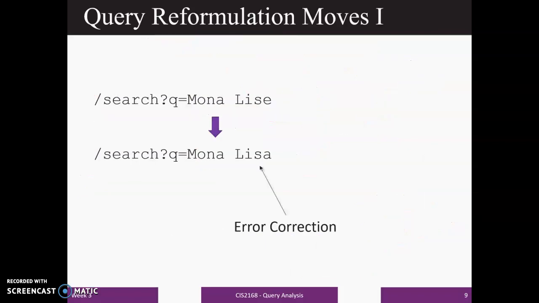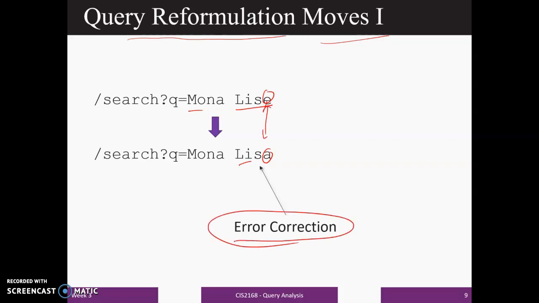Next we will see error correction. So this is reformulation of the move. So here you can see Mona Lisa, and then here Lisa, E and A. So there is a change. So this is error correction. So you have corrected something which is given in query number 1 and query number 2.